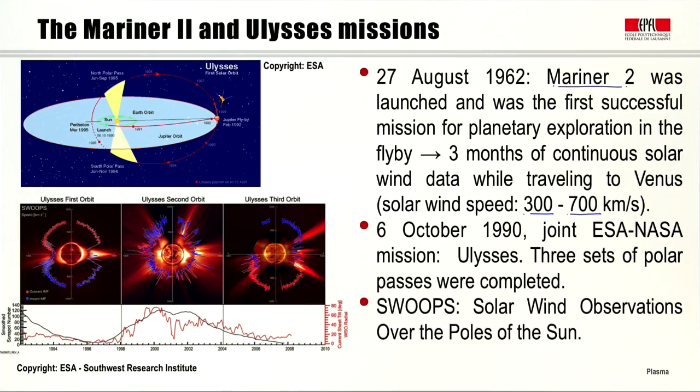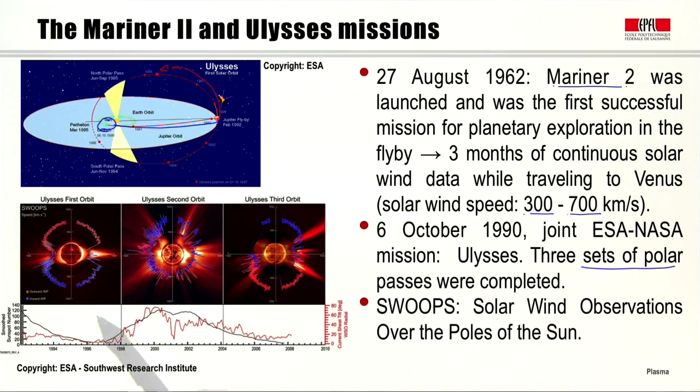More recent data have been provided by the joint ESA-NASA mission Ulysses that was launched on the 6th of October 1990. As shown in this picture, Ulysses was launched towards Jupiter, where, using the slingshot effect provided by the gravity, it entered a polar orbit around the Sun. Ulysses performed 3 sets of polar passes.